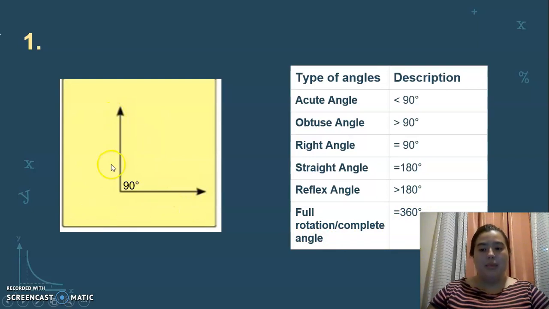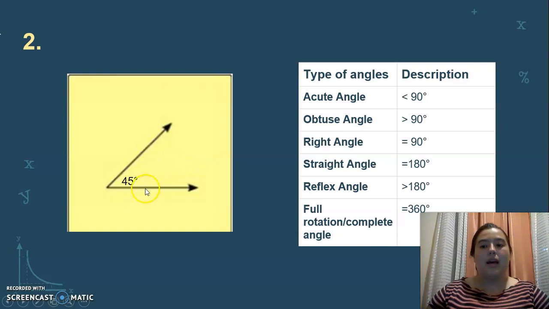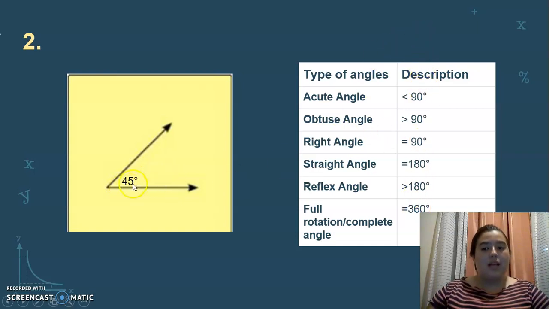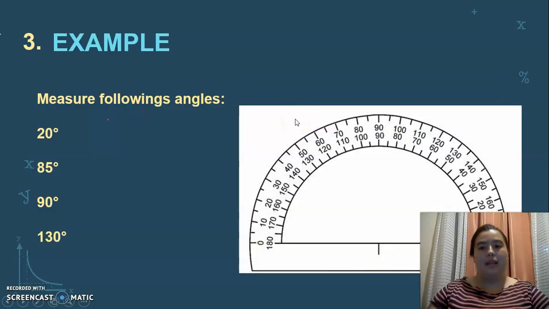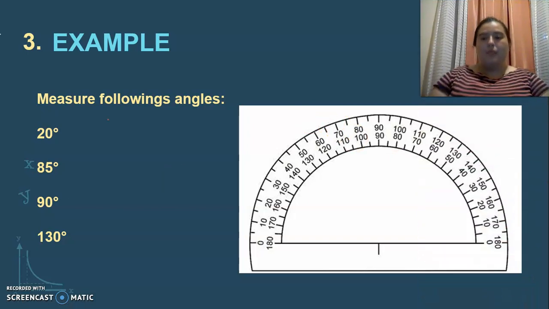So this is an example of angles. The measure of this angle is 90 degrees. That means this is a right angle, because a right angle is exactly 90 degrees. For the second example, we have an angle of 45 degrees. You have to look at the descriptions, and 45 is less than 90 degrees. So that means this angle is acute. Then we have to measure the following angles with a protractor.